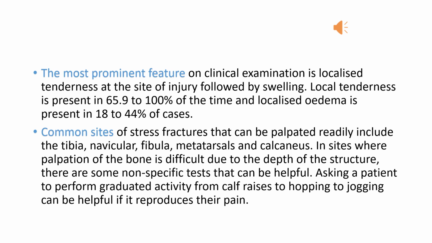The most prominent feature on clinical examination is localized tenderness at the site of injury followed by swelling. Local tenderness is present in 65.9 to 100% of the time and localized edema is present in 18 to 44% of cases. Common sites of stress fractures that can be palpated readily include the tibia, navicular, fibula, metatarsals and calcaneus. In sites where palpation of the bone is difficult due to the depth of the structure, there are some nonspecific tests that can be helpful.